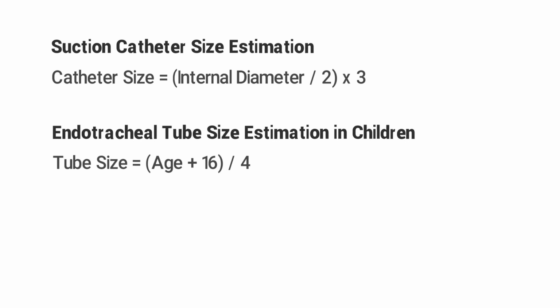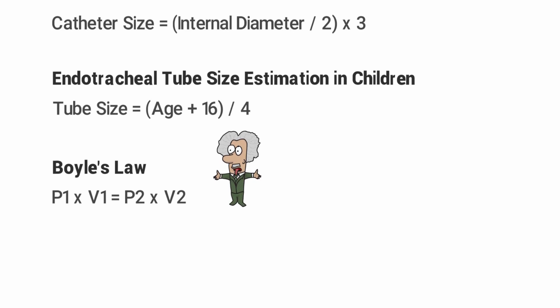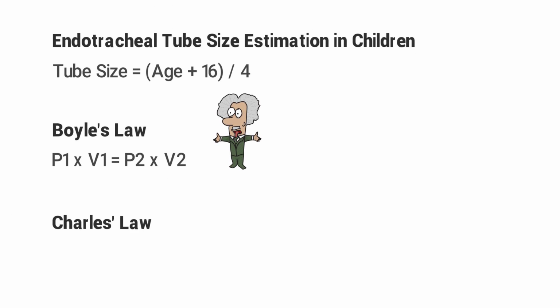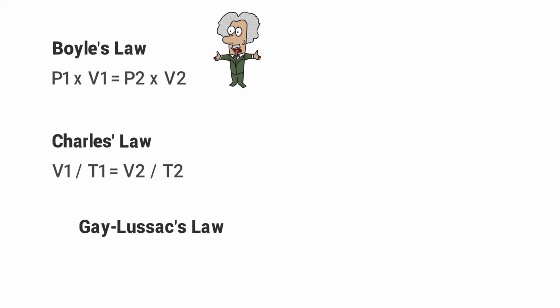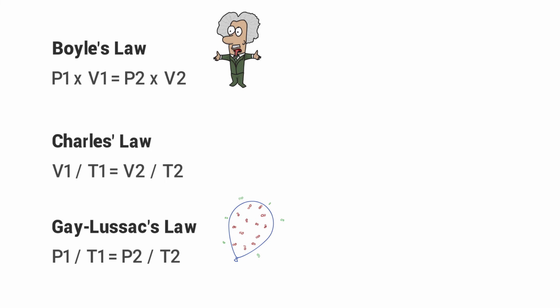Next up is Boyle's law. Boyle's law states that pressure 1 times volume 1 is equal to pressure 2 times volume 2. Then there's Charles' law. Charles' law says that volume 1 divided by time 1 is equal to volume 2 divided by time 2. Then there's Gay-Lussac's law. This one states that pressure 1 divided by time 1 is equal to pressure 2 divided by time 2.